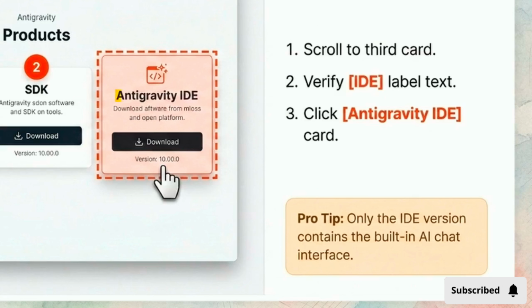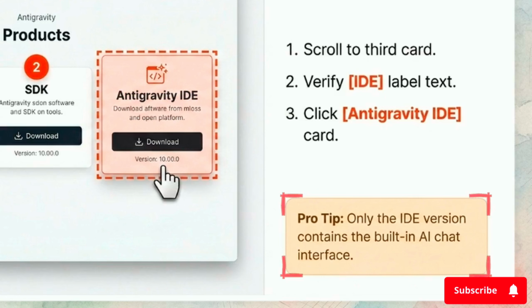Scroll to the third module, labeled Antigravity IDE. This specific tool hosts the built-in AI chat interface. Click this card to move to the download screen.